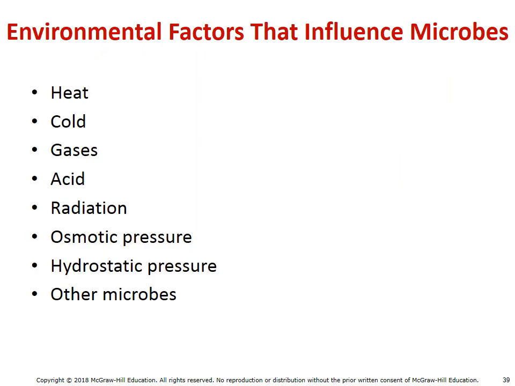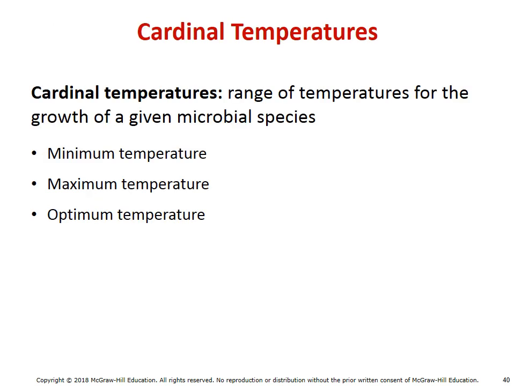So let's now talk about environmental factors that influence growth of microbes, including things like temperature, pH, gas availability, radiation, even things like pressures. The first thing we're going to discuss is cardinal temperatures. Specifically, the cardinal temperatures illustrate the minimum temperature where we still see growth, the maximum temperature, the highest temperature before the cell dies, and then the optimum temperature where the cell would grow best.